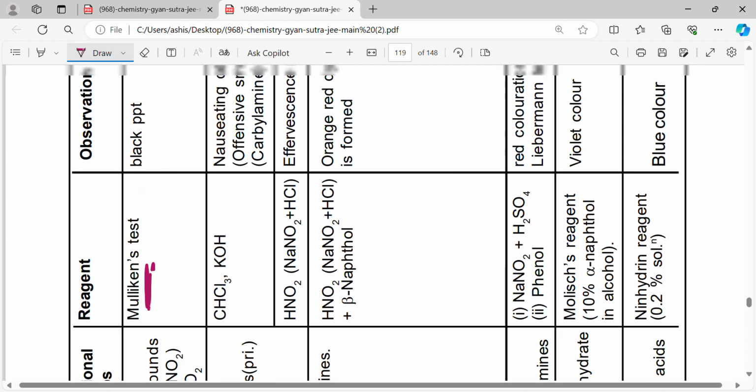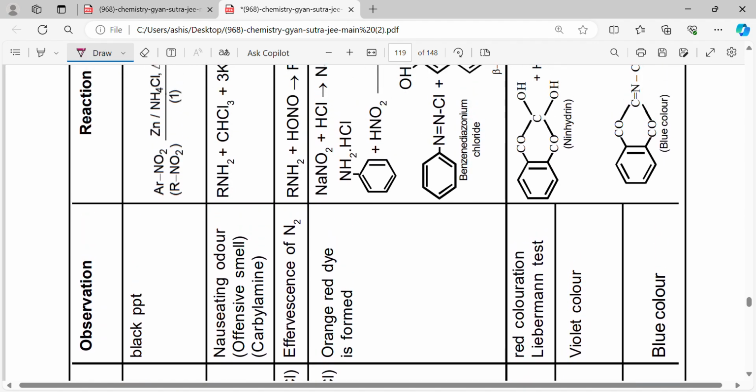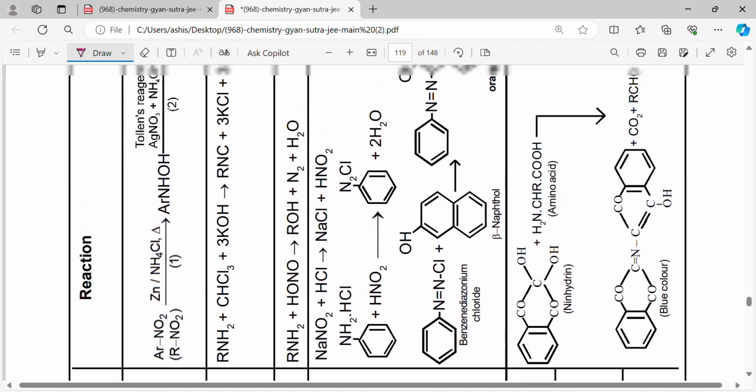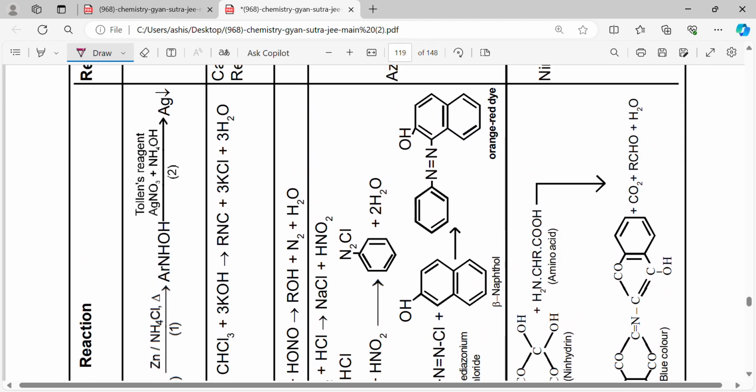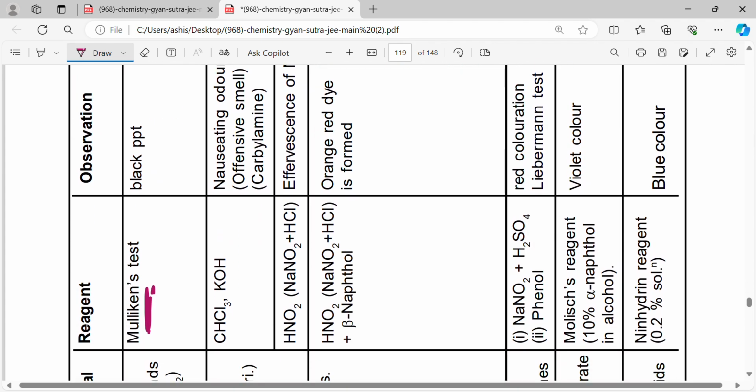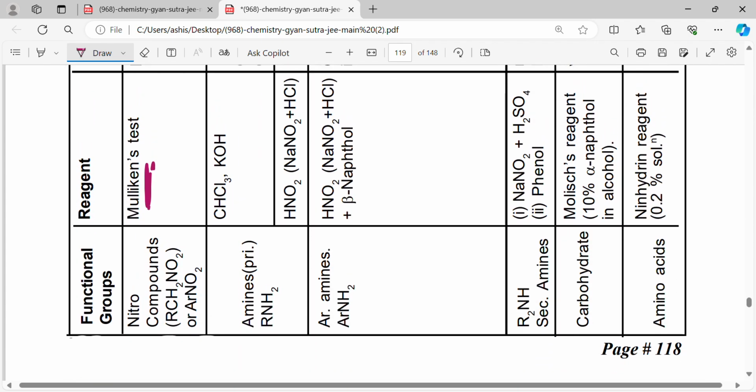Then nitro compounds. Nitro compounds we can identify using the Mulliken test. A black precipitate will form. In the Mulliken test, the nitro compound reacts with zinc and ammonium chloride. Then Tollens reagent is added, AgNO3 plus NH4OH, and silver will precipitate out.